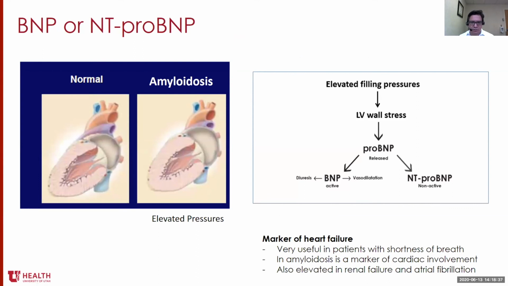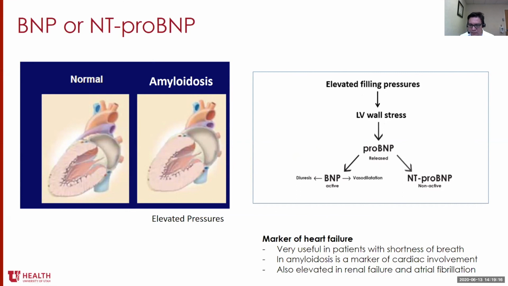Moving to the blood tests, some of you have heard about BNP or NT-proBNP. If you compare a normal heart and a patient with amyloidosis, when the heart becomes thick from amyloidosis, the pressures inside the heart become very high. And when the pressures become high, there's a wall stress on the ventricle, and that wall stress releases these biomarkers that we call BNP and NT-proBNP.